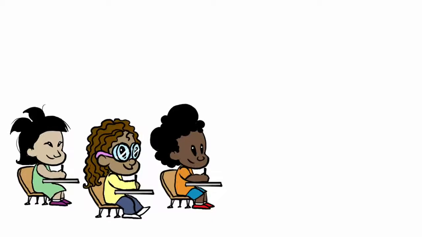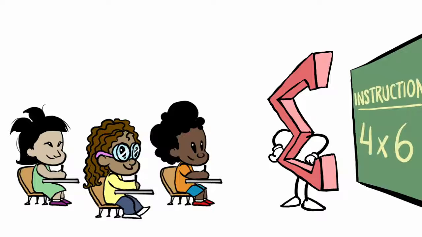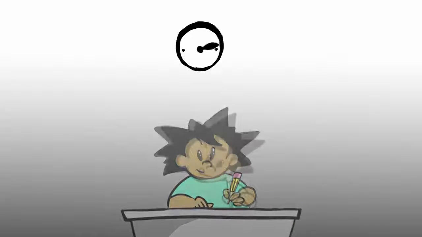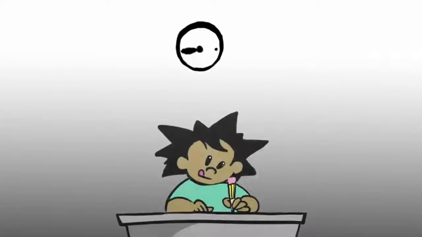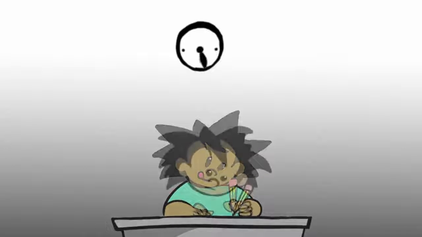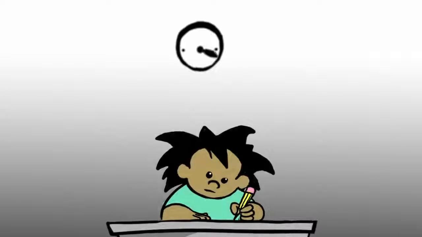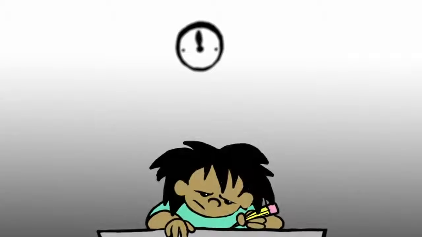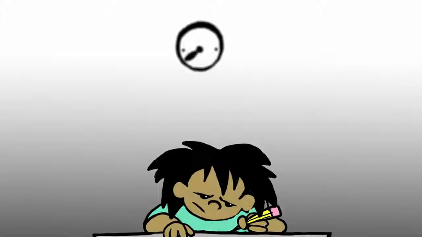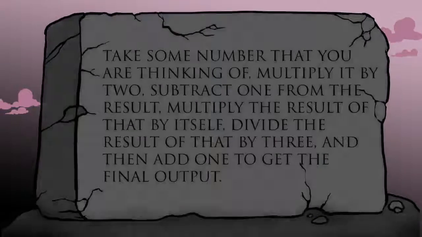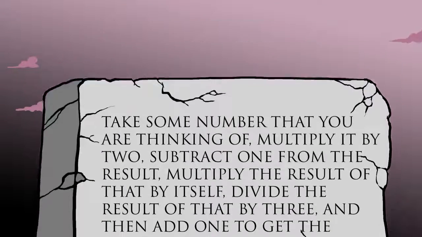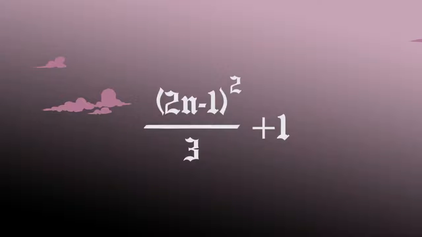Symbols can also provide succinct instructions about how to perform calculations. Consider the following set of operations on a number. Take some number that you're thinking of, multiply it by 2, subtract 1 from the result, multiply the result of that by itself, divide the result of that by 3, and then add 1 to get the final output. Without our symbols and conventions, we'd be faced with this block of text. With them, we have a compact, elegant expression.